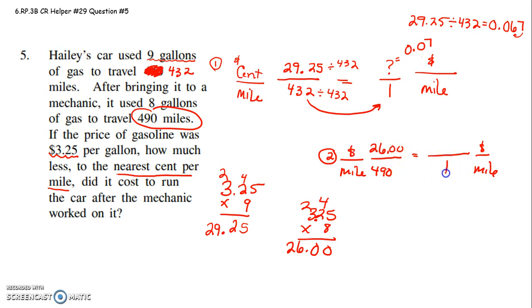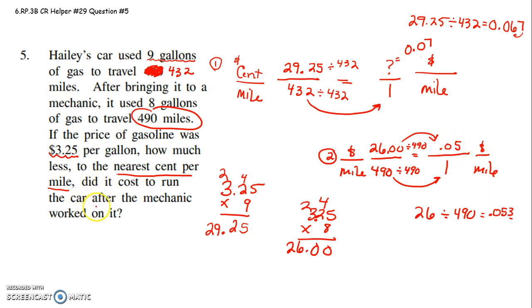And they want to know how much per mile. So again, divide numerator and denominator by 490. I'm going to suggest you use your calculator. If you take 26 divided by 490, you'll come out with 0.05, and there was a 3 after it. That tells me I'll round that to 5 cents.